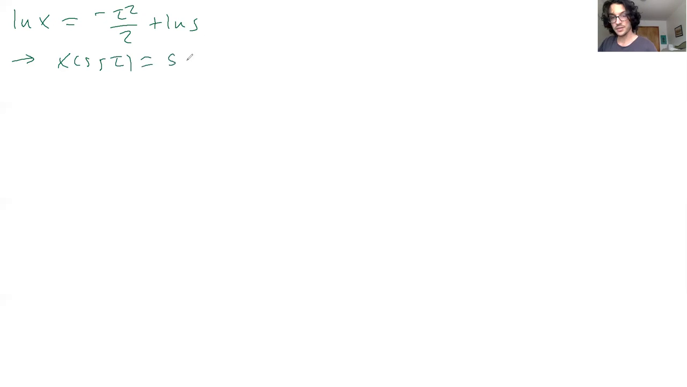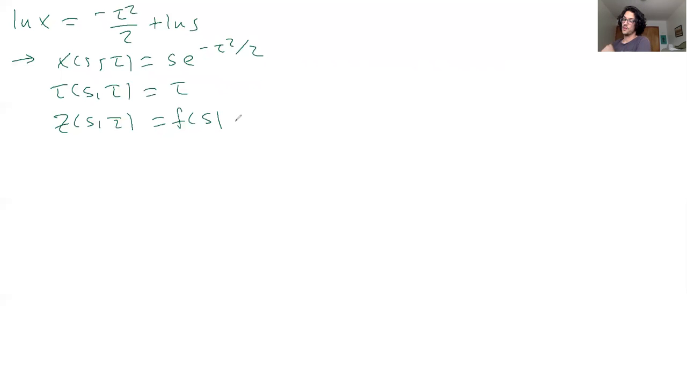So we get log of x is equal to minus tau squared over 2 plus log of s. But of course, we can exponentiate this to finally get x of s, tau is equal to s e to the minus tau squared over 2, okay? So let's pull all this together, right? We have x, we have tau, and we have z.